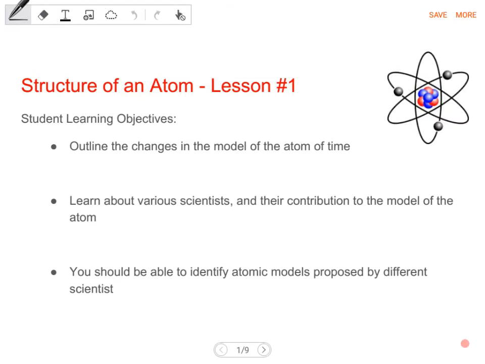Hi there, everybody. It's now time to move on to the beginning of the real grade 10 science. What we're going to do today is start with lesson 1, the structure of the atom. There are three basic learning objectives.